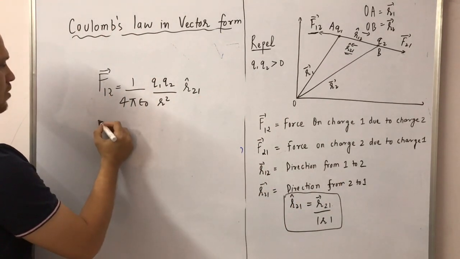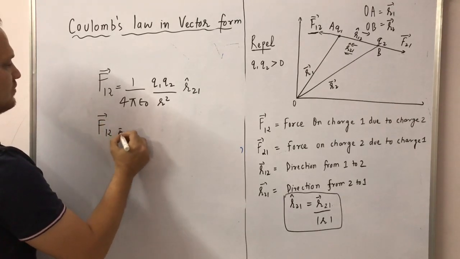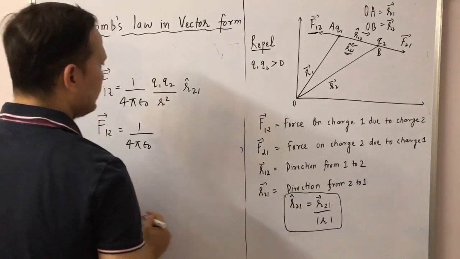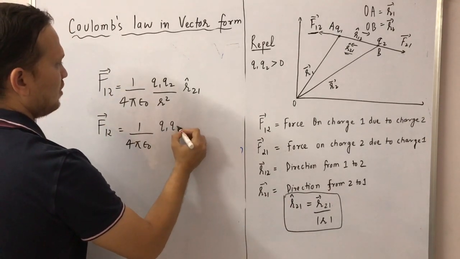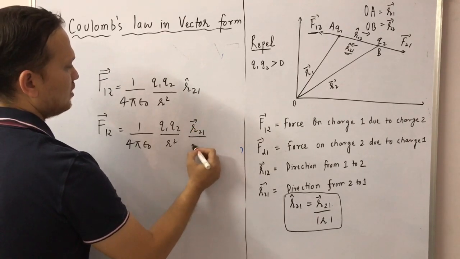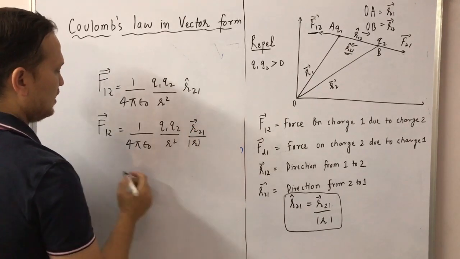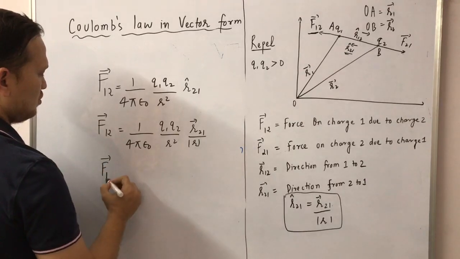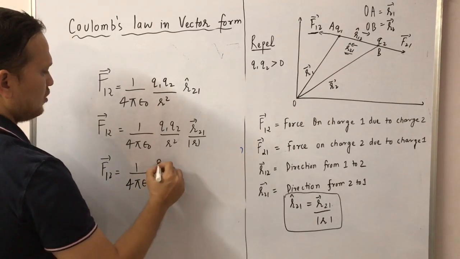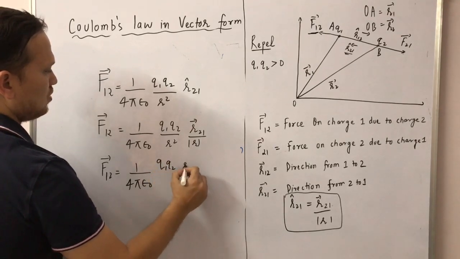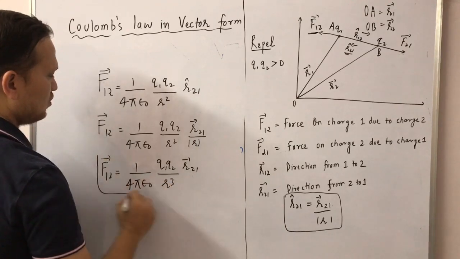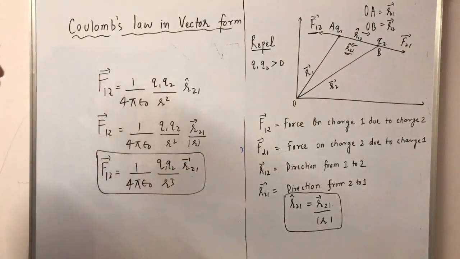Now by putting in the formula of the unit vector, the vector upon the magnitude, this will multiply with this, so we have the formula q1 q2 vector r21 upon r cube. So this is the formula we can use.